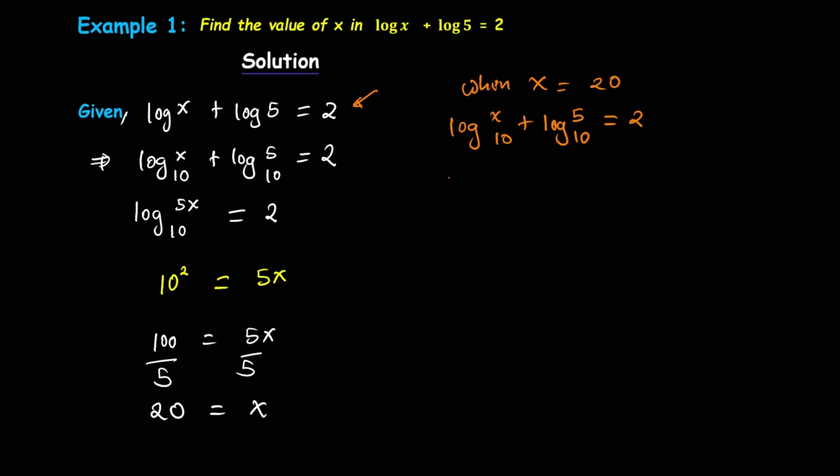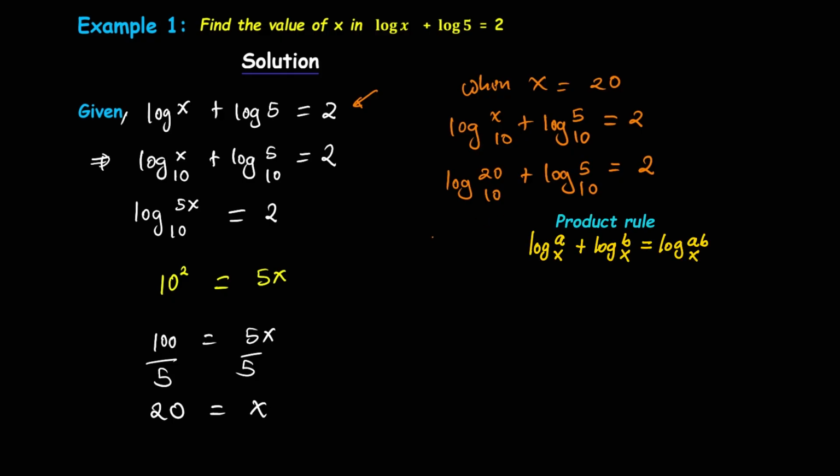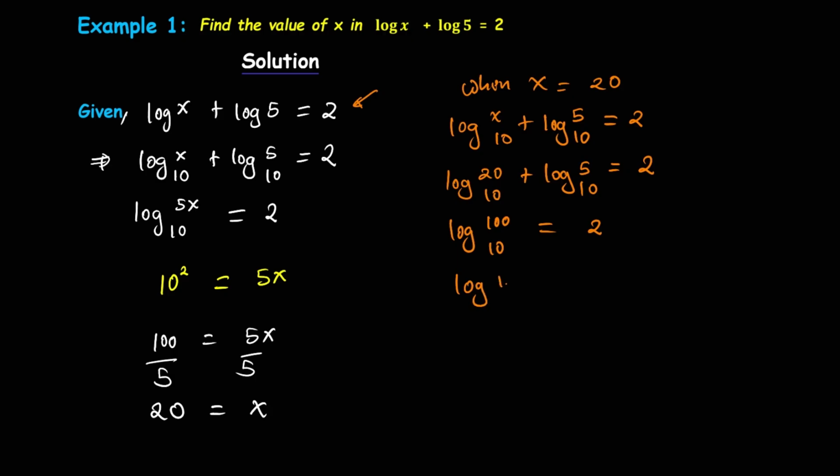But our x equals 20, so we will have log of 20 to base 10 plus log of 5 to base 10 equals 2. And from the product rule, we will have 20 times 5, which is the same as 100. So we will have log of 100 to base 10 equals 2. But 100 is the same as 10 squared. So we will have log of 10 squared to base 10 equals 2.